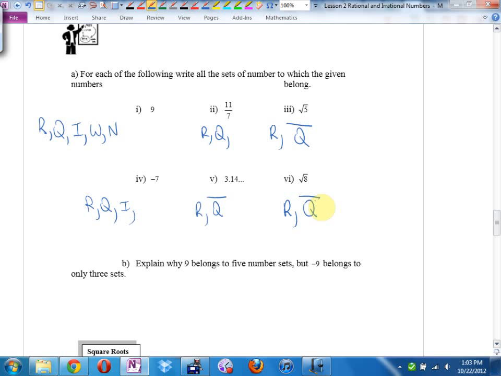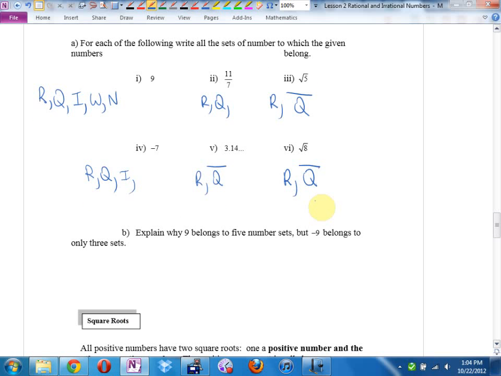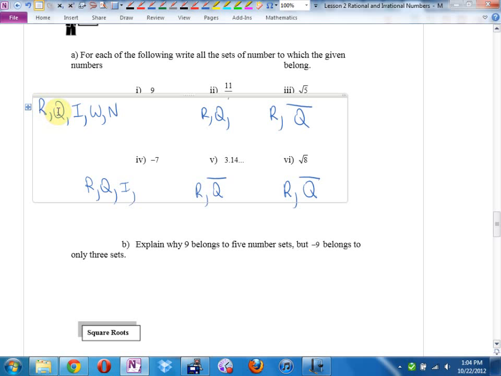Part B says, explain why 9, the first example, belongs to 5 number sets, but negative 9 only belongs to 3 sets. We're not going to write it down, but negatives can't be a whole, can't be a natural. So you've removed 2 sets that you would normally belong to. Okay. Try square root of 8 on your calculator. It doesn't work out evenly. Square root of 9 does. It's irrational, trust me.